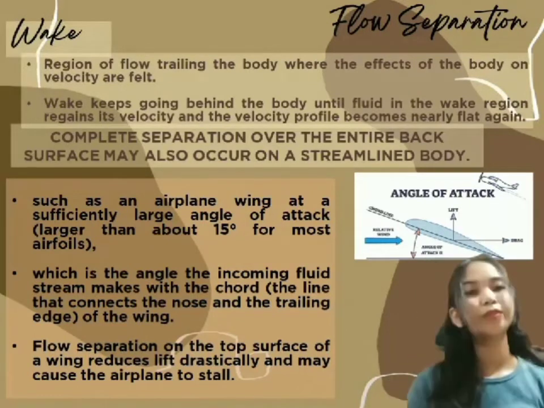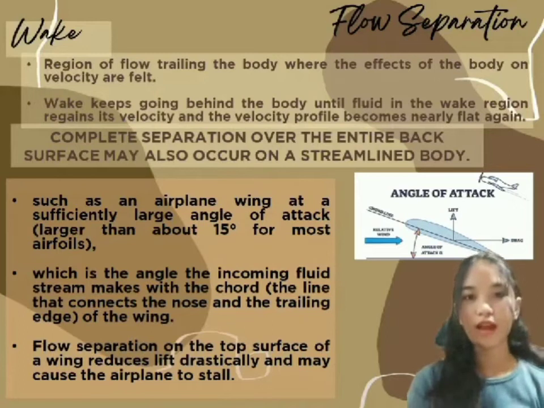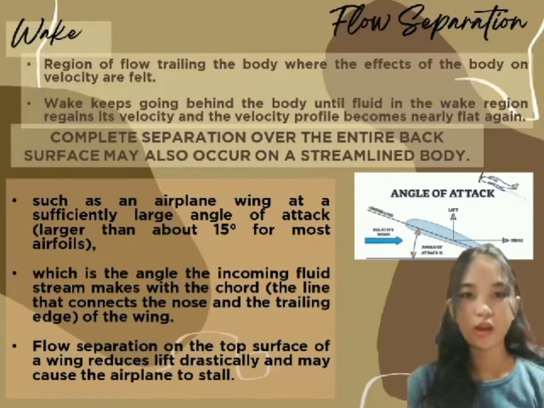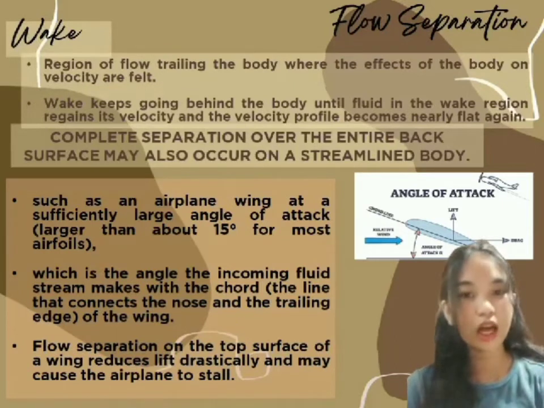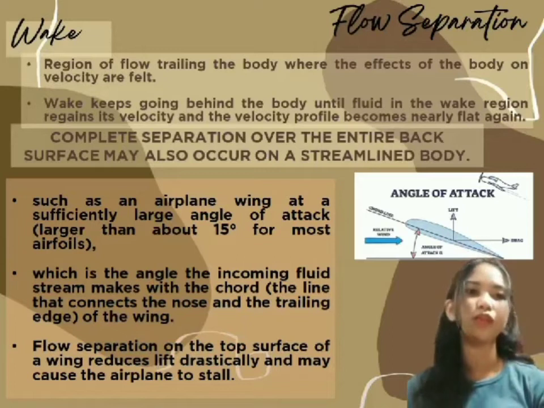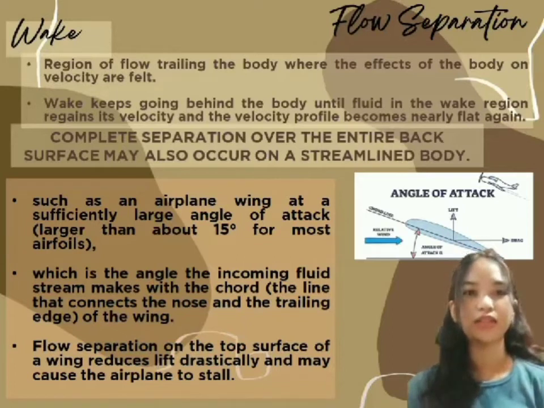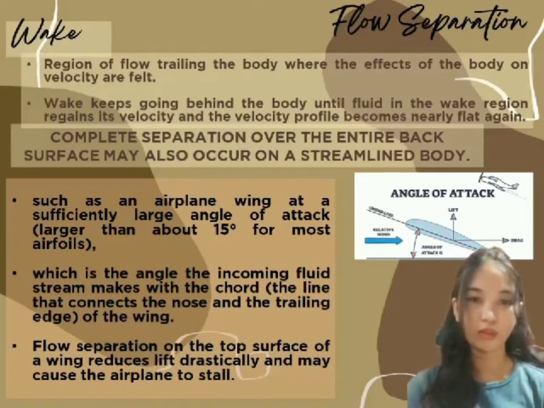Complete separation over the entire back surface may also occur in a streamlined body, such as an airplane wing at a sufficiently large angle of attack, larger than about 15 degrees for most airfoils, which is the angle the incoming fluid stream makes with the chord, the line that connects the nose and the trailing edge of the wing.